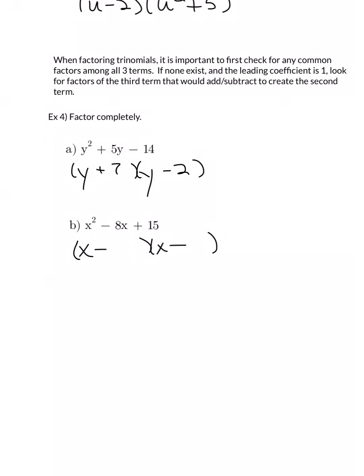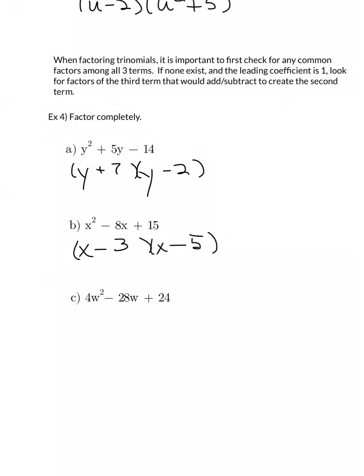The factors of 15 that would work together to give us 8 are 3 and 5. So we're going to have minus 3 and minus 5. Note that you could write that the other direction, the 5 in the first parentheses and the 3 in the second parentheses, because both of them are negative.